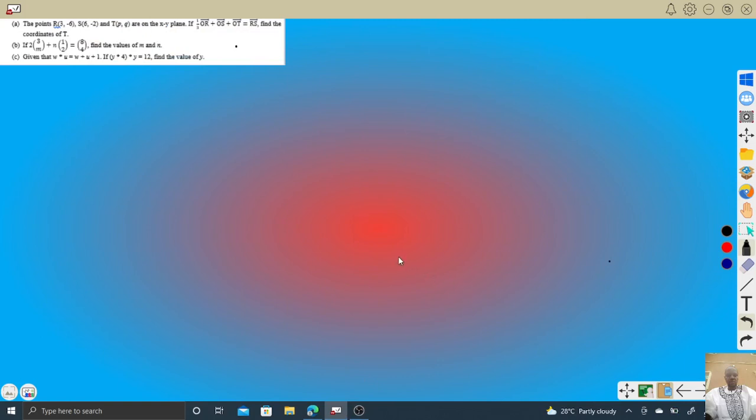This question says the points R (3, 6), S (6, -2), and T (p, q) are on the XY plane. If 1/3 of the ray OR plus the ray OS plus the ray OT is equal to RS, find the coordinates of T.